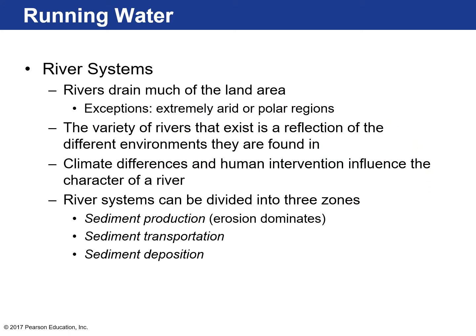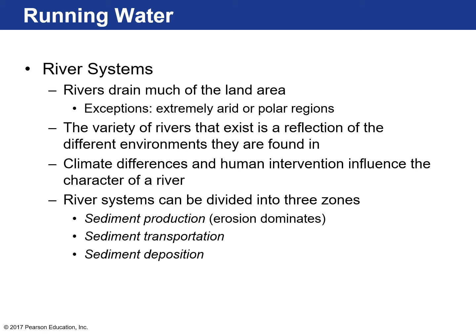River systems drain much of the land area. There are very few exceptions to this: deserts and polar regions that don't receive a lot of precipitation, so it wouldn't be true there. The variety of different types of rivers is a reflection of the different environments that they're found in. And human intervention and climatic differences can alter the character of a river.